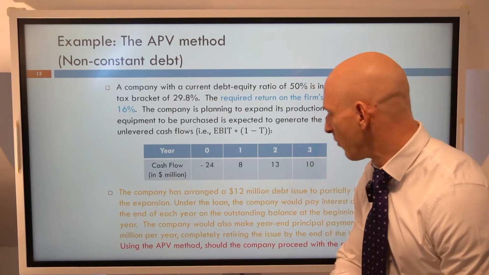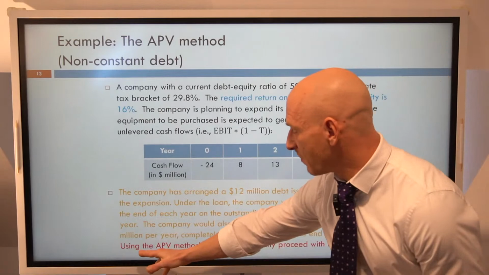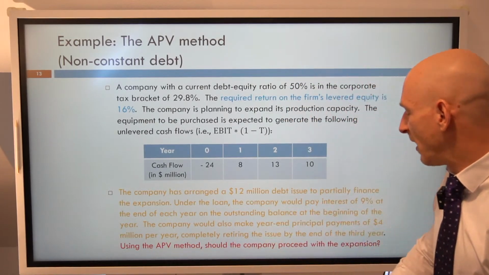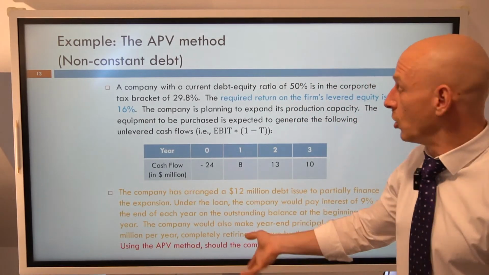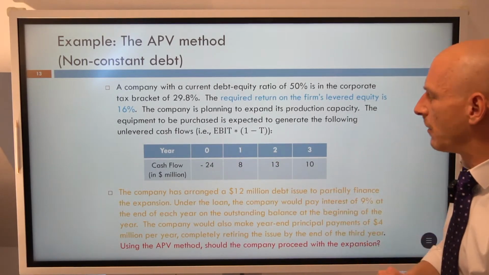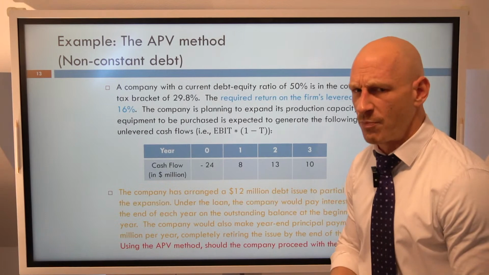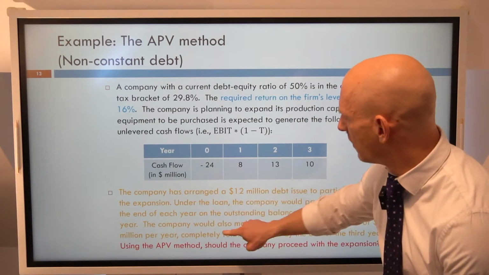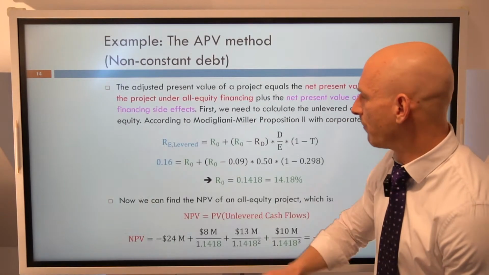Brief disturbance. We are supposed to use the adjusted present value method and answer the question, should the company engage in this project or not? Let's hop in. You're probably right in expecting that this year will keep us quite busy.